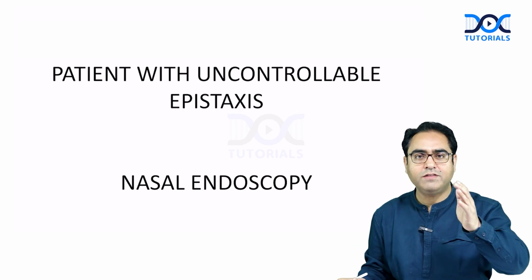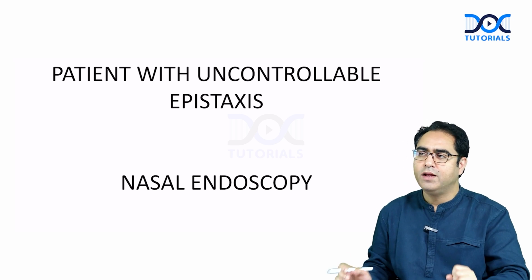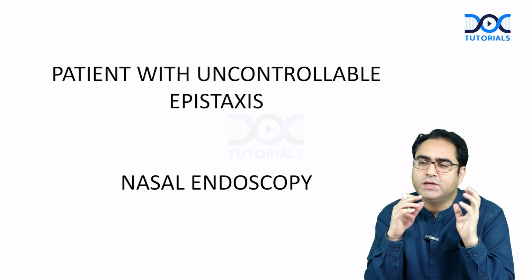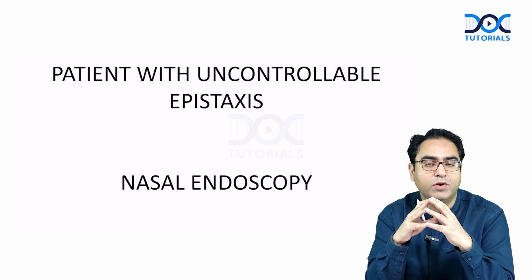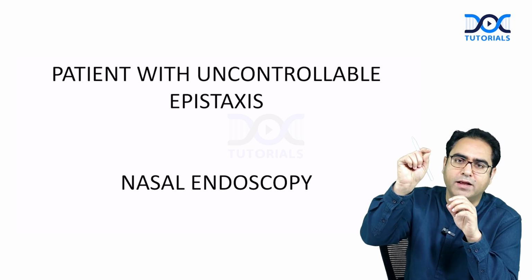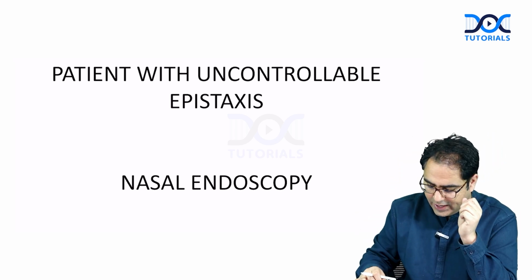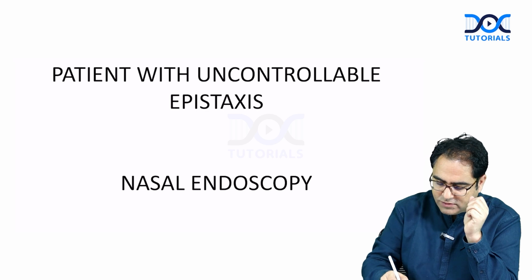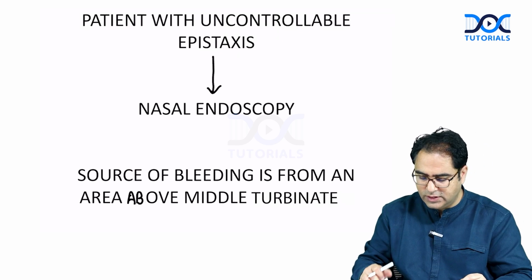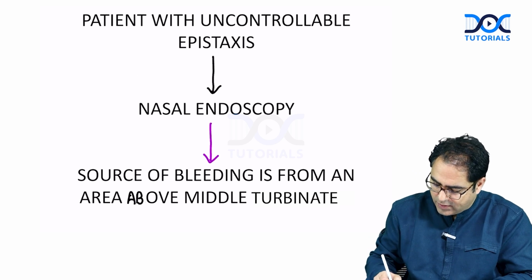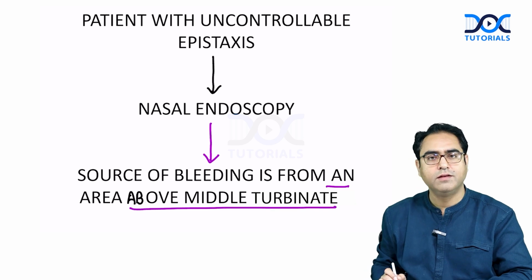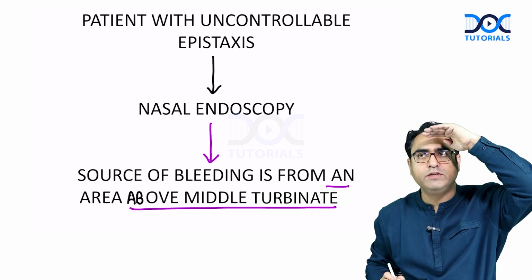Now, my dear friends, let's discuss one more clinical scenario. There's a patient of uncontrollable epistaxis, too much bleeding from trauma and all going on. Generally, we are not able to find out the site of bleeding because too much torrential bleeding is there. So we can't pinpoint that that is the source of bleeding. But if you're lucky, you did a nasal endoscopy to find out the site of bleeding in this patient, and you could really easily see that the source of bleeding is from an area above the middle turbinate.